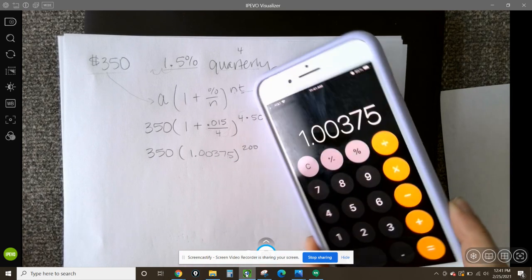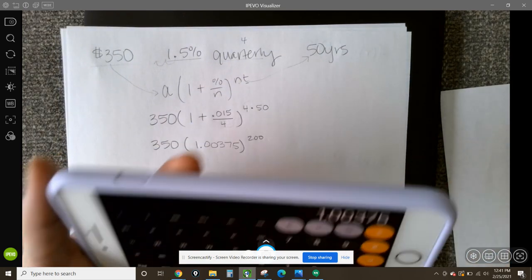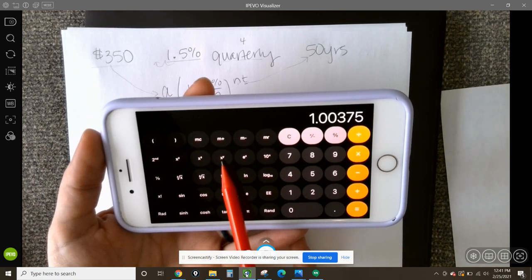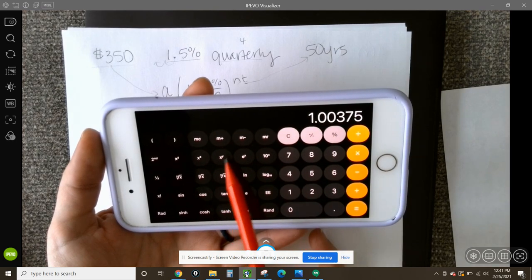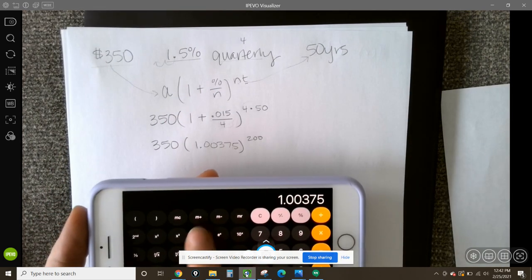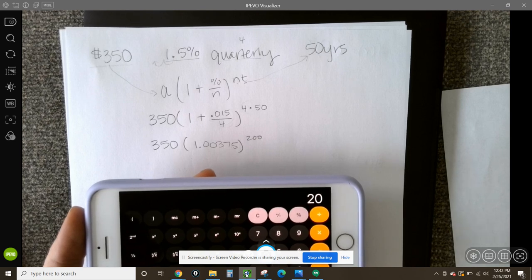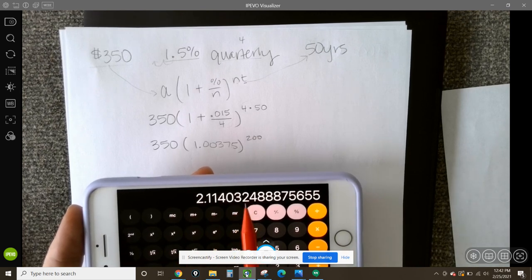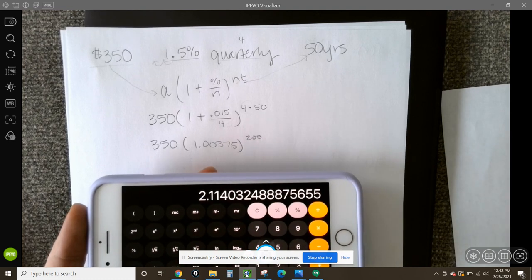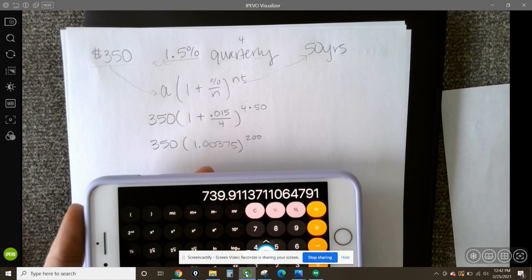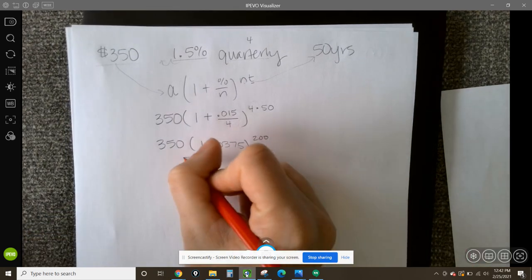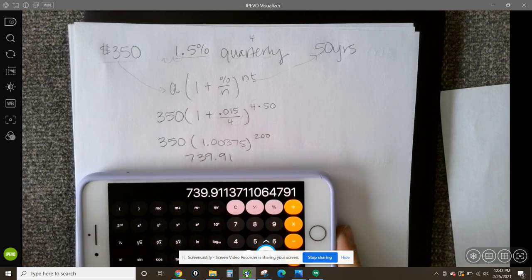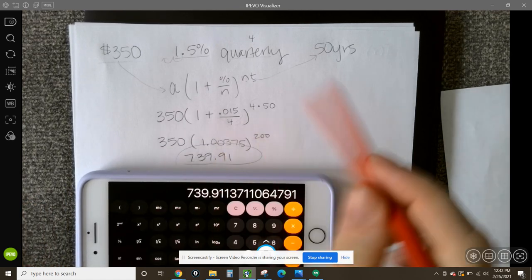And depending on the calculator you're using on the iPhone, you can just turn it sideways here. But there's always a button like this, x to the y power, where you can raise a number to any exponent you want. So I'm going to click on that exponent button, and I'm going to raise it to the 200 power. So I get 2.114, etc. And now I need to multiply by 350. So times 350, and I get 739.91. So that would be how much money you'd have in that account after 50 years.